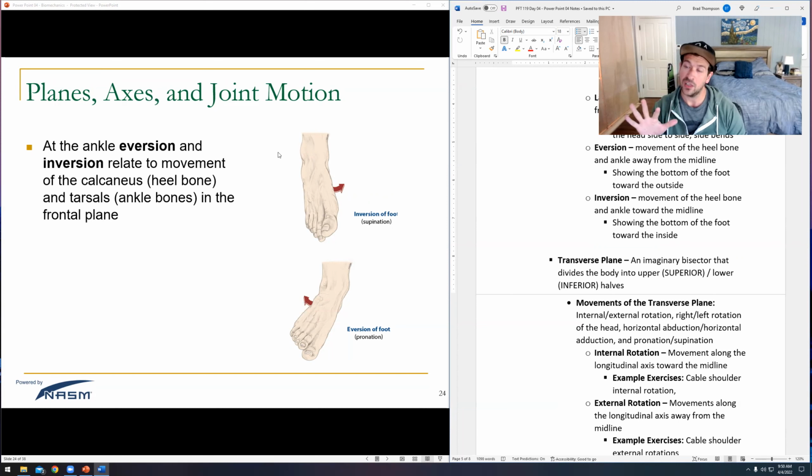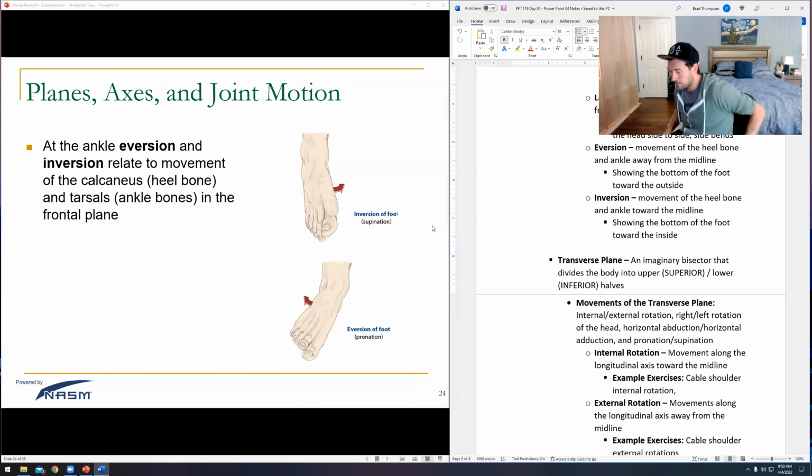Eversion is moving your heel bone away from the midline. So it's kind of like abduction of the ankle. It's moving away from the midline. Whereas inversion, so you can see this is eversion here, right? The foot is moving away from the midline versus inversion, which is moving towards the midline. Inversion is moving your heel bone, moving the bottom of your foot towards your midline.